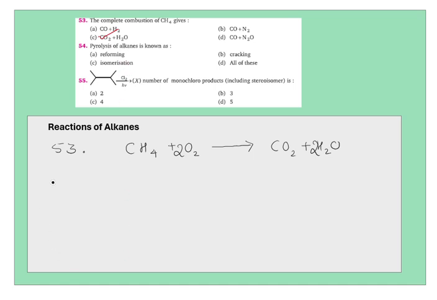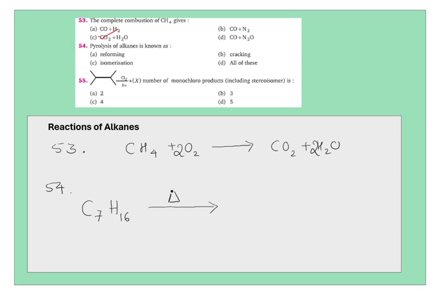Let's take question number 54. The pyrolysis of alkanes is known as reforming, cracking, isomerization, or all of these. First of all, what is pyrolysis? Pyrolysis is the breakdown of higher alkane molecules, say for example, a heptane molecule, to smaller alkane molecules.